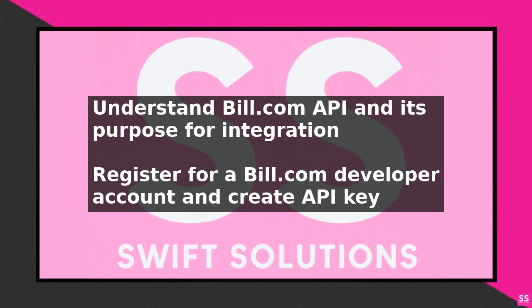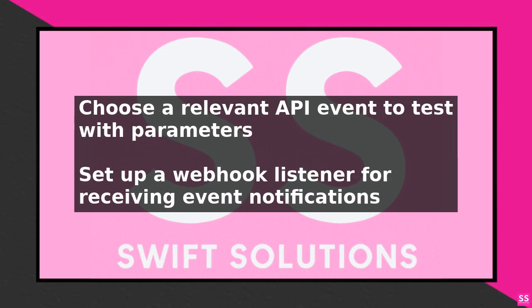API events are notifications sent by Bill.com when specific actions occur, such as when a new bill is created or a payment is made. First, you need to register for a Bill.com developer account and create an API key. This key is used to authenticate your API requests and ensure that only authorized applications can access your Bill.com data. Once you have your API key, you can begin testing API events.